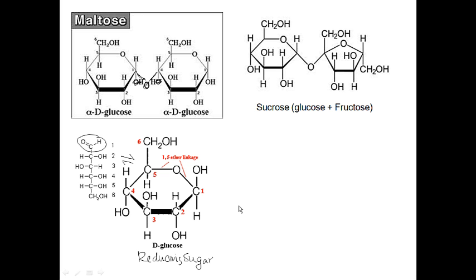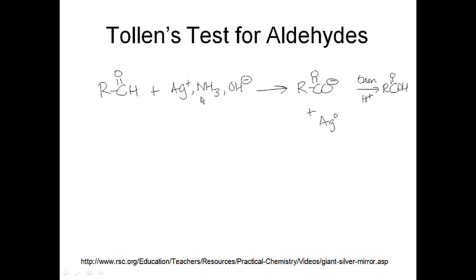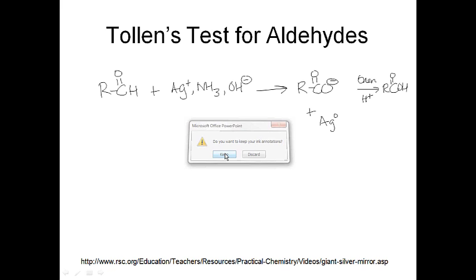So in these videos, when you see them use these sugars, D-glucose is a reducing sugar because of the presence of the free aldehyde right here in the open chain form. So let's go back here and look at the Tollens test first.